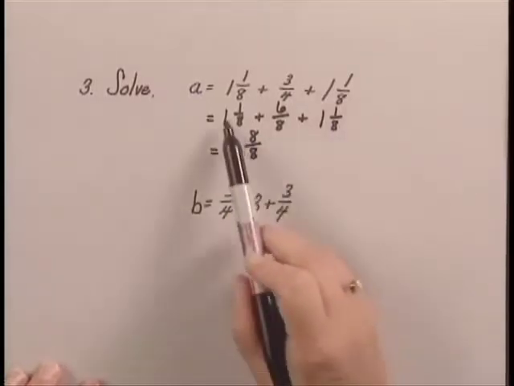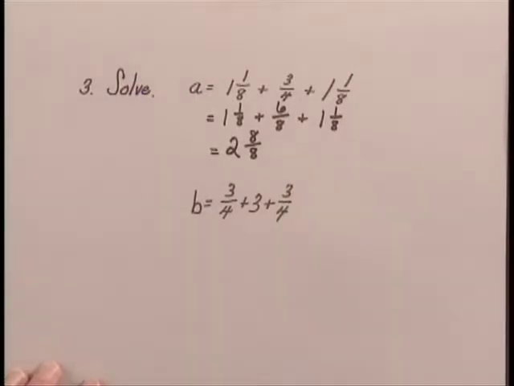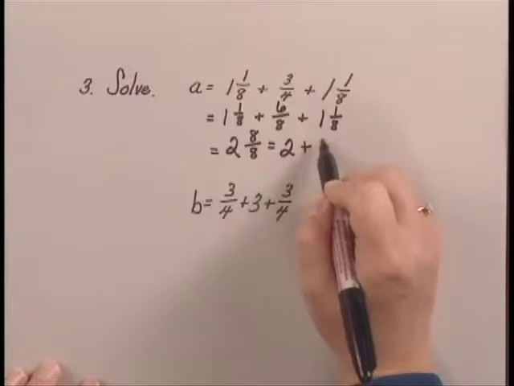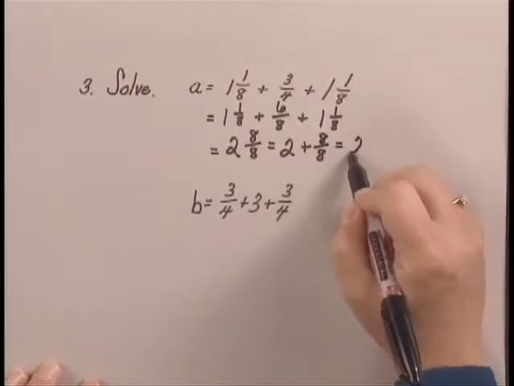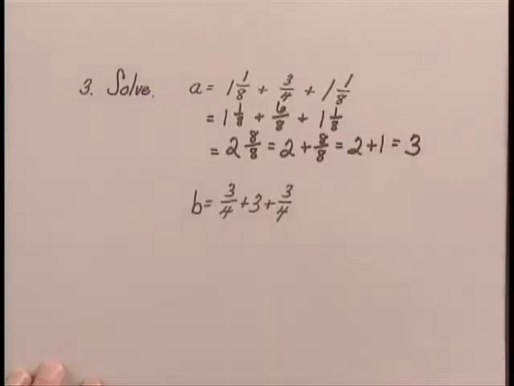And the whole number parts, 1 plus 1 is 2. Now 2 and 8/8 really means 2 plus 8/8, and 8/8 is 1. So that's 2 plus 1, or 3. So we have 3 for the value of A.